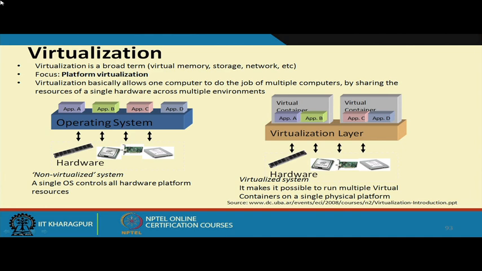All this that we see shows that virtualization plays an important role, right. How this virtualization is made and what the aspects are, we will try to see quickly in the subsequent slides. Virtualization is a broad term; it can be virtual memory, virtual network, virtual storage, etc. Anything which can be virtualized is a virtualization aspect. Our primary focus is platform virtualization, right. Virtualization basically allows one computer to do the job of multiple computers by sharing the resources of a single hardware across multiple environments.